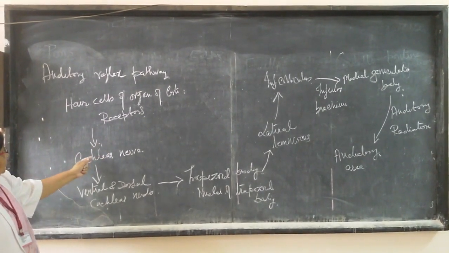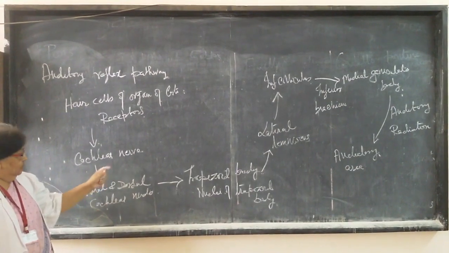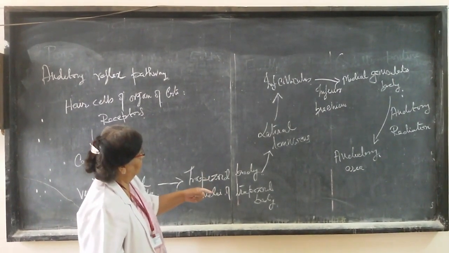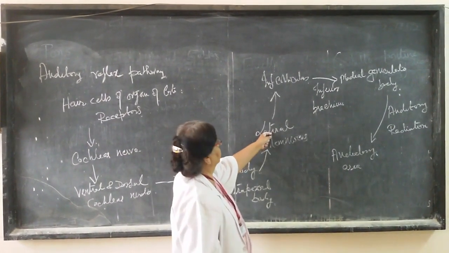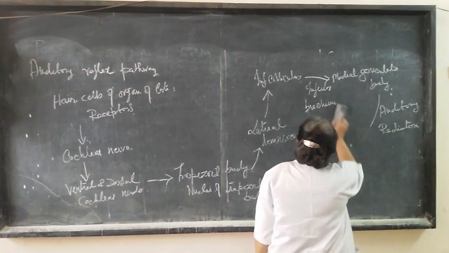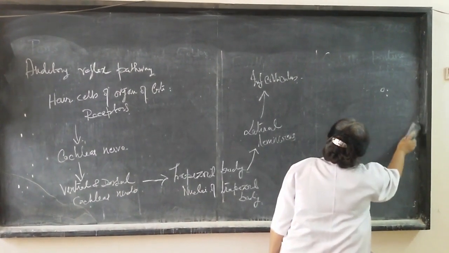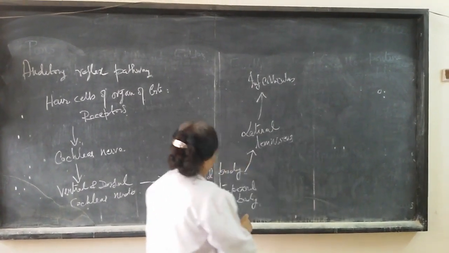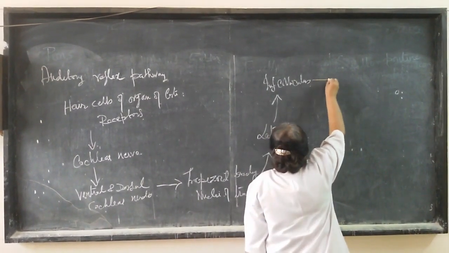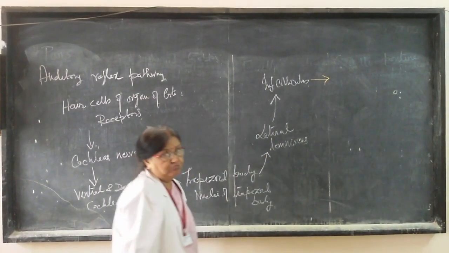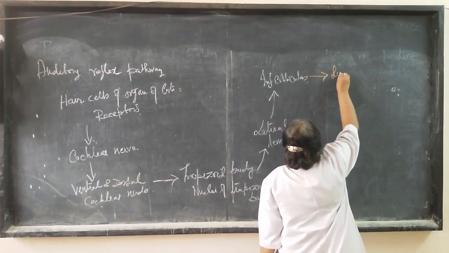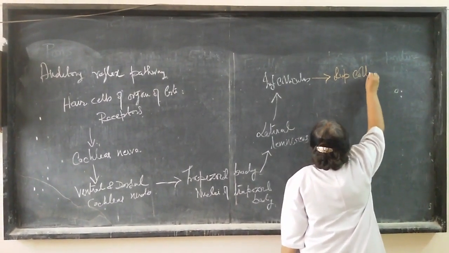Then through the spiral ganglia, this goes to the cochlear nerve, ventral and dorsal cochlear nucleus, then to the trapezoid body, then through the lateral lemniscus, this goes to the inferior colliculus. From this point, the pathway changes. From the inferior colliculus, the fibers go to the superior colliculus.